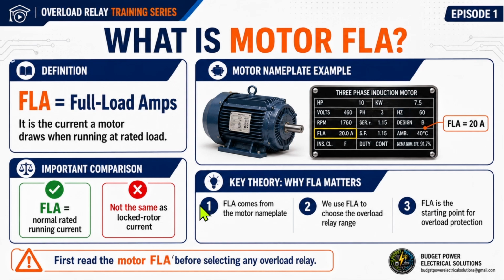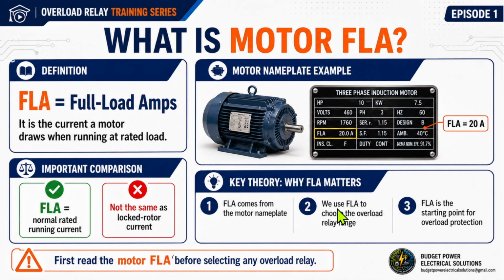FLA is not the same as the locked rotor current. What is locked rotor current? It is the motor starting current, because at motor standstill it draws a much higher current. It is normally 6 to 8 times the FLA. That's the locked rotor current, not the FLA. You have to understand that. The FLA comes from the motor nameplate, as I explained earlier.